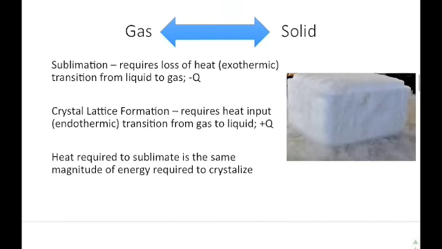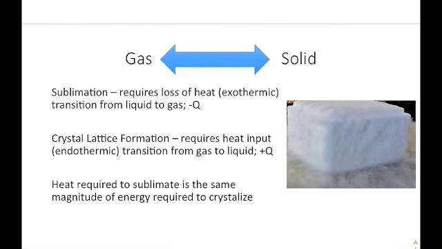You also have gas going to a solid. A lot of people don't realize that a gas can go directly to a solid or a solid to a gas. But when a solid goes directly to a gas, it's actually called sublimation, and that requires input of heat. There's usually a change in pressure also. And then when you move directly from a gas to a solid, it's called crystal lattice formation.